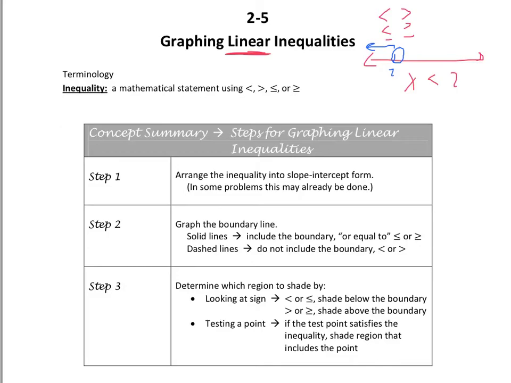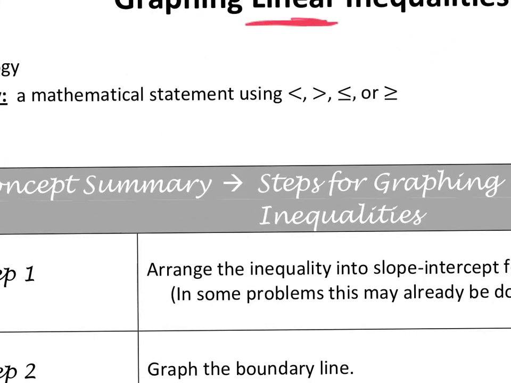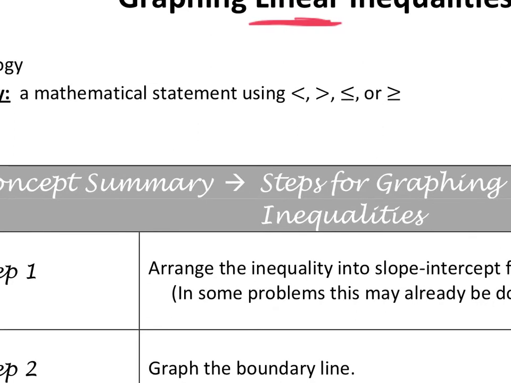So basically, if we were to zoom in on these choices, a less than symbol is a circle, a greater than symbol is a circle, but when you put the line underneath it, then it becomes a filled in dot. So it's including that point as opposed to not including it.